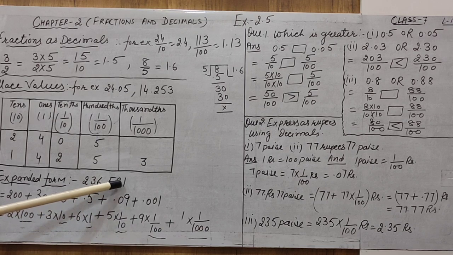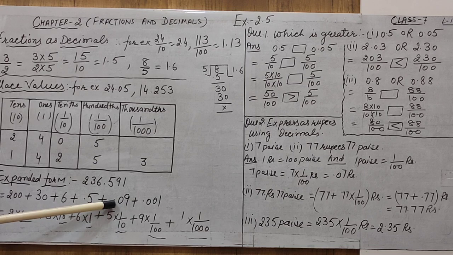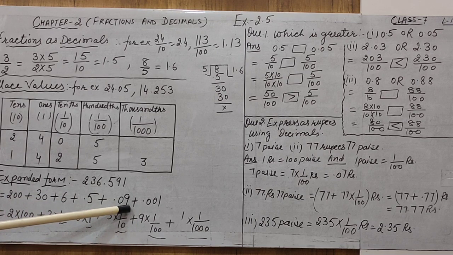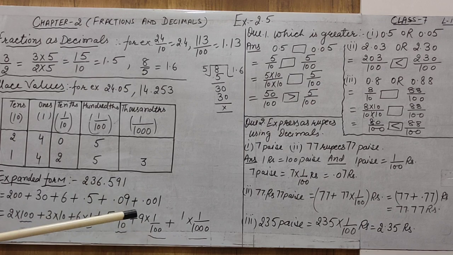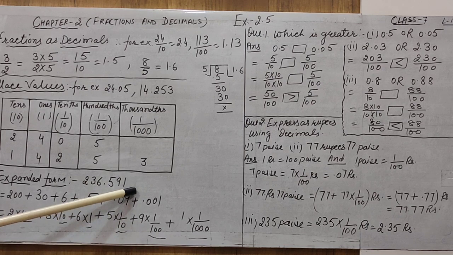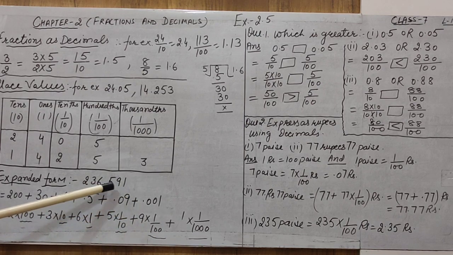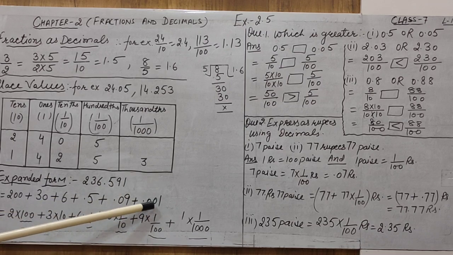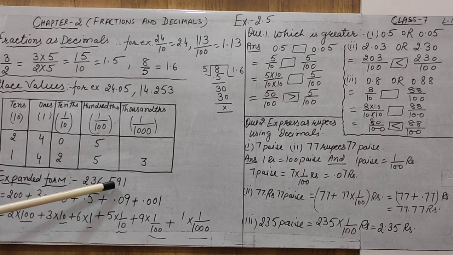Next, 9 is at the hundredths place, so that's why we put 0.09. Other than that we put no extra digits, only the digit which is given at that place. Next, 1 is at the thousandths place, so 0.001. These are the place values. When we add all these numbers, we get 236.591. If we add these numbers, the result is the same.